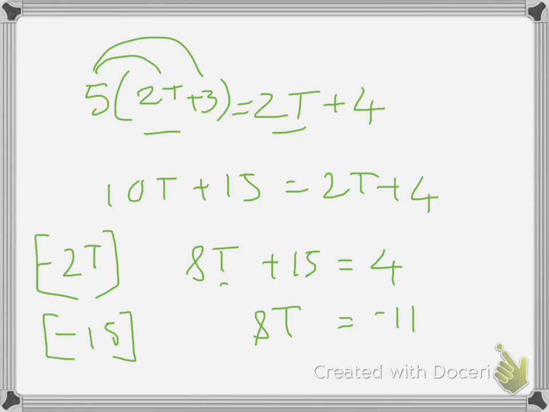And my last step will be to divide by 8 on both sides of the equation. Answer, minus 11 over 8. Make sure your writing's better than mine. That doesn't look like minus 11 to me, but it's a bit difficult writing with your finger.